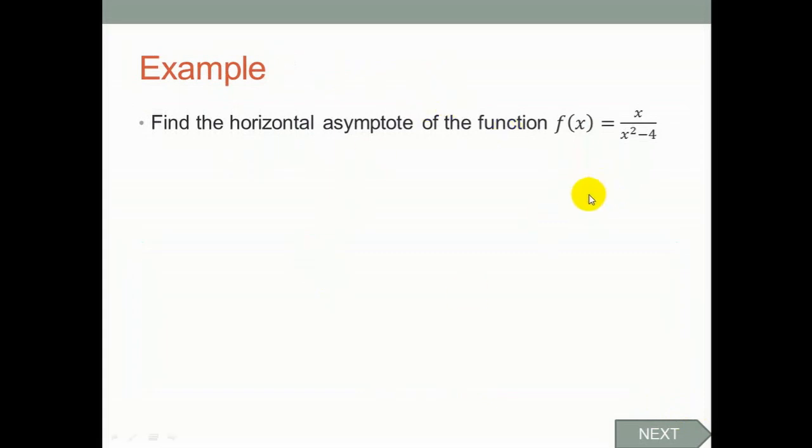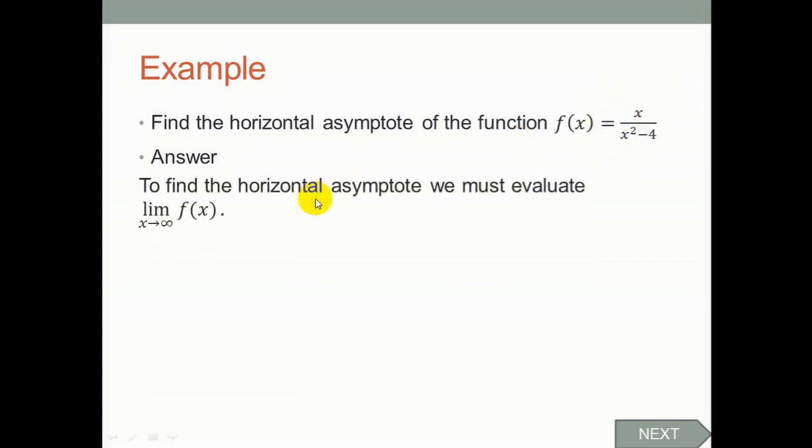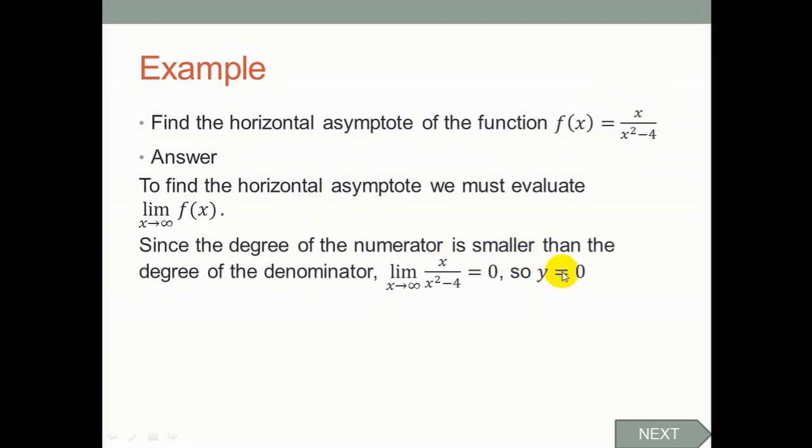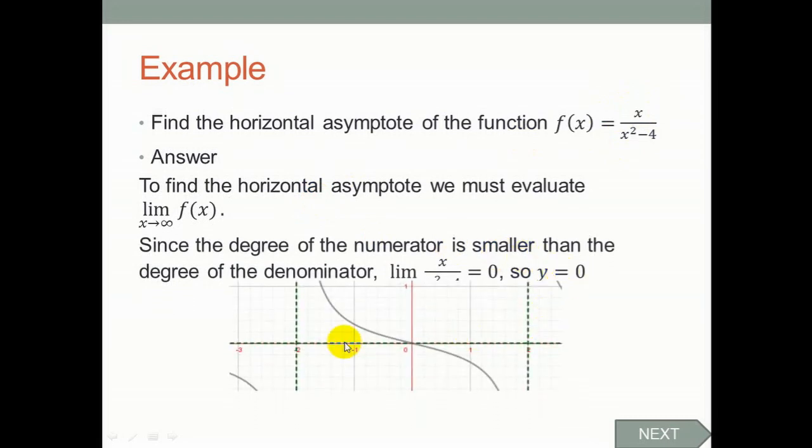We will use the same question as in the vertical asymptote. We can see clearly that the degree of the numerator is 1 and the degree of the denominator is 2. That means the numerator degree is less than the denominator degree, so the result will be 0. So this is the picture.